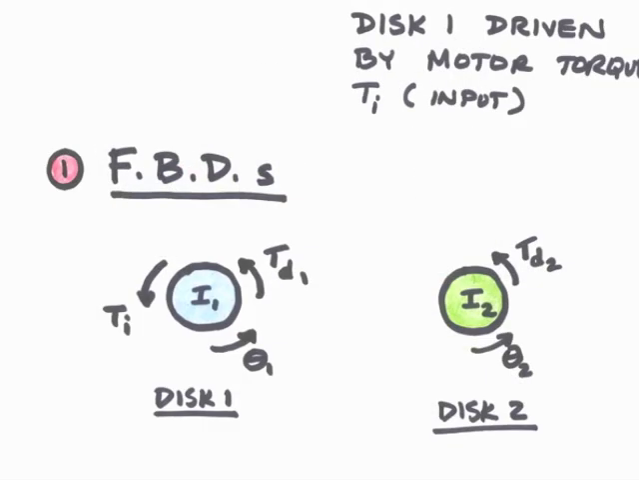Let's draw free body diagrams for our two inertias. For inertia I1, we have two torques acting upon it. There's the input torque Ti and the torque from the damper, TD1. I draw these both with positive direction as counterclockwise, the same as theta 1. For the second disk, I2, I have only one torque acting upon it. It's the torque from the damper, labeled TD2, and I choose its positive direction the same as the positive direction for theta 2, counterclockwise.